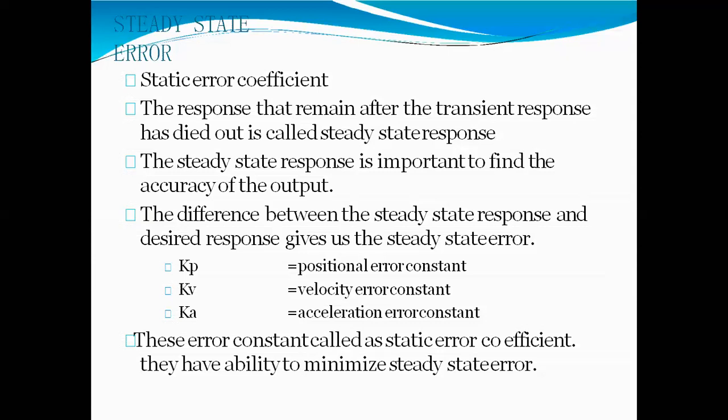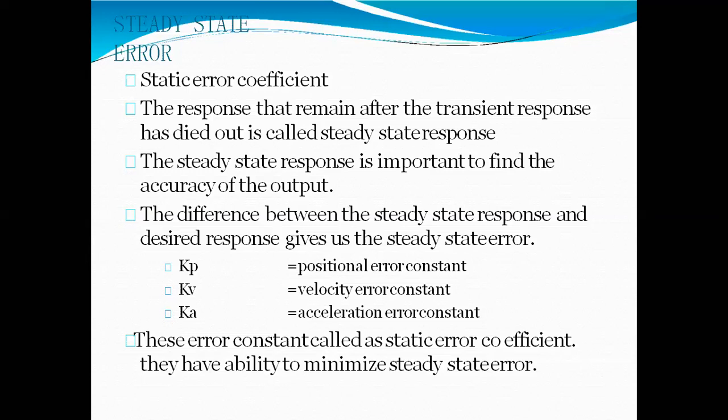Then the difference between the steady state response and the desired response gives us the steady state error. Basically, we have three types of error here. One is Kp, called the positional error constant. We have the velocity error constant, which we represent by Kv, and the acceleration error constant, which we represent by Ka. All these three error constants are static error coefficients. For any error we have some kind of coefficient, and these three will help us to obtain the accurate output after analysis.